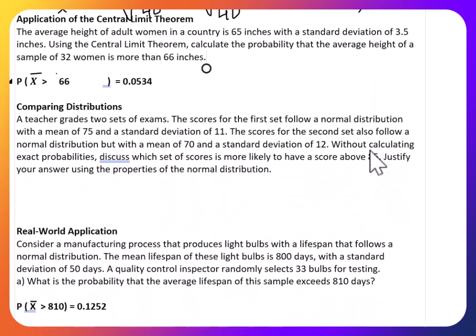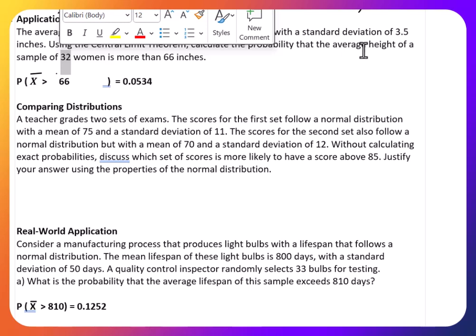Let's do another one. The average height of adult women in a country is 65 inches with a standard deviation of 3.5. Using the central limit theorem, calculate the probability that the average height of a sample of 32 women. Now remember, guys, look, it's giving you a sample. So once it gives you a sample, the question is going to be about the sample mean. What is the probability that the average height, which is the mean of a sample of 32, is more than 66? So it's not about x greater than 66. It's x bar, which is the sample mean, greater than 66.